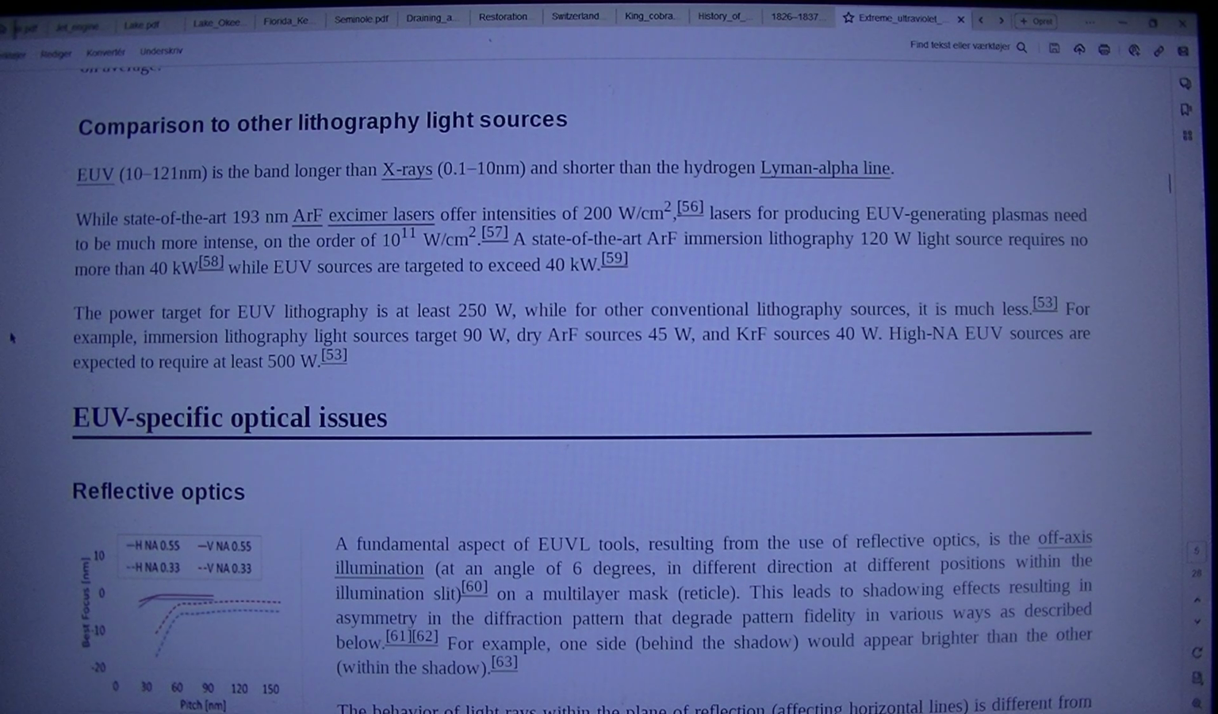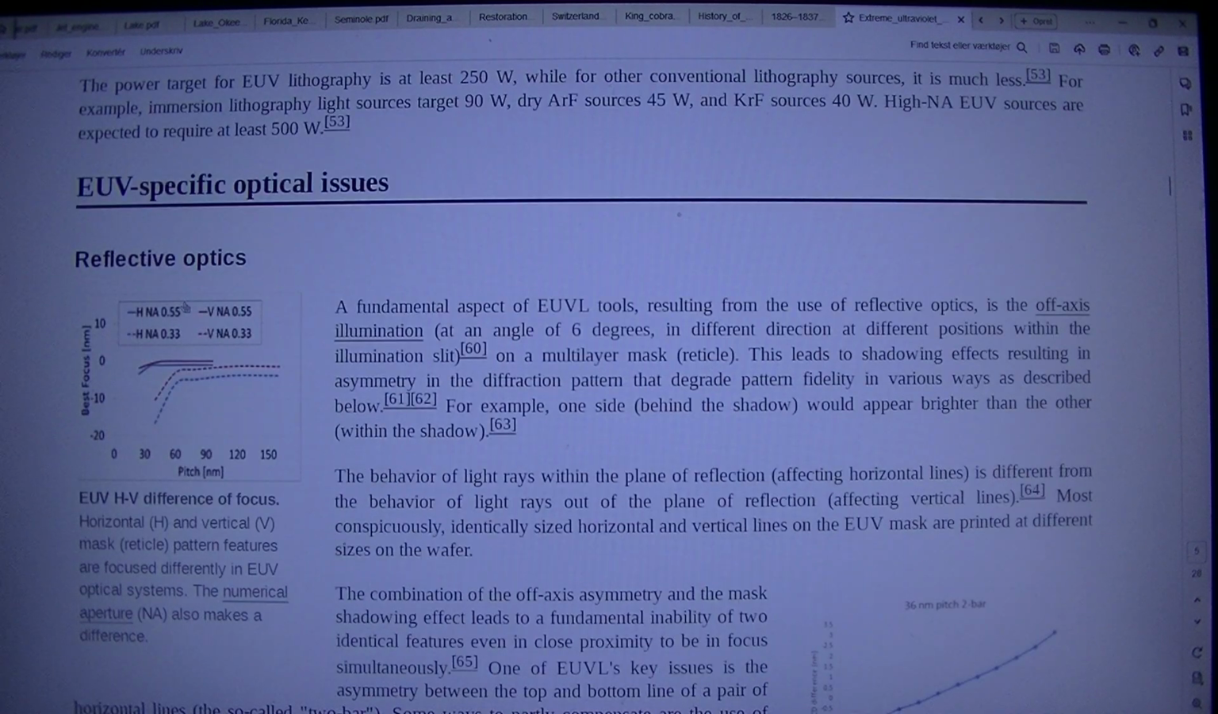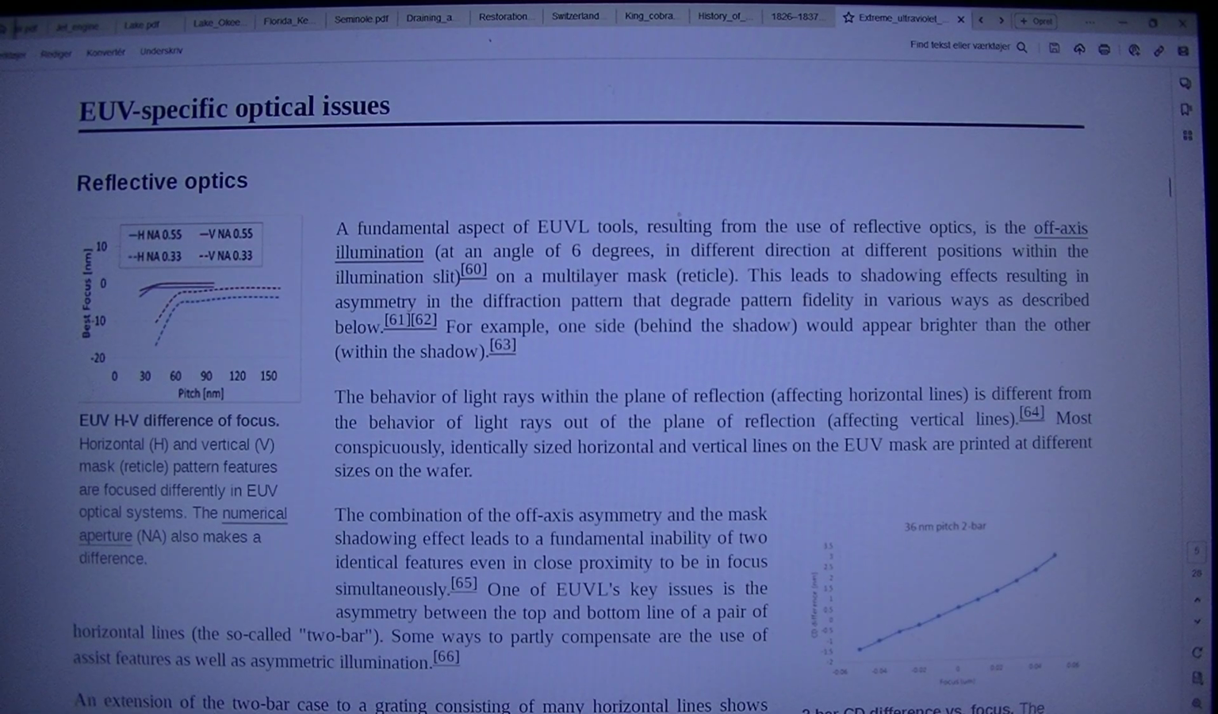A fundamental aspect of EUVL tools, resulting from the use of reflective optics, is the off-axis illumination, at an angle of 6 degrees, in different direction at different positions within the illumination slit, on a multilayer mask, reticle. This leads to shadowing effects resulting in asymmetry in the diffraction pattern that degrade pattern fidelity in various ways as described below. For example, one side, behind the shadow, would appear brighter than the other, within the shadow.